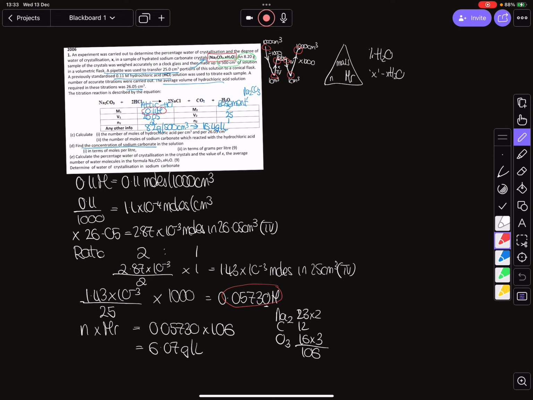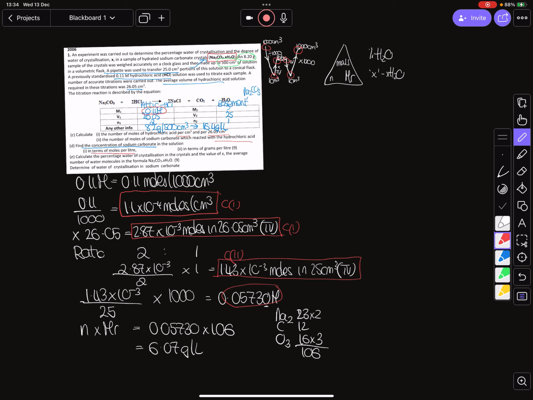So it is saying in C, the number of moles of hydrochloric acid per centimetre cubed. If you can annotate, annotate. If you can't, don't stress about it. But this would be the answer to C part 1, and this is the second part to C part 1. It then asks the number of moles of sodium carbonate which reacted with our HCl, so that's using our ratio and applying that. So this is the moles of sodium carbonate, so that's C part 2.